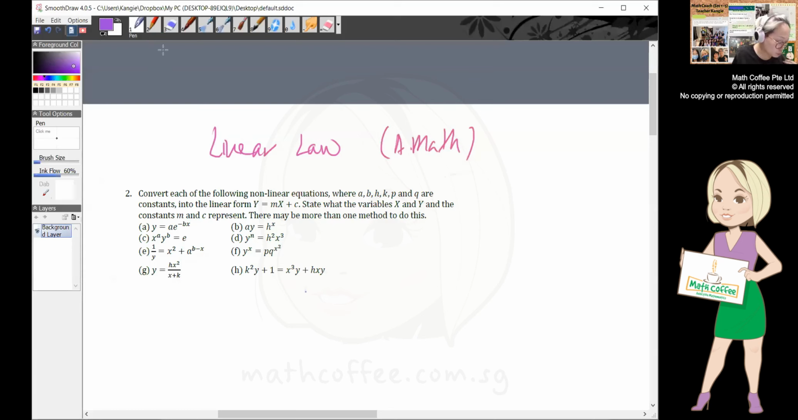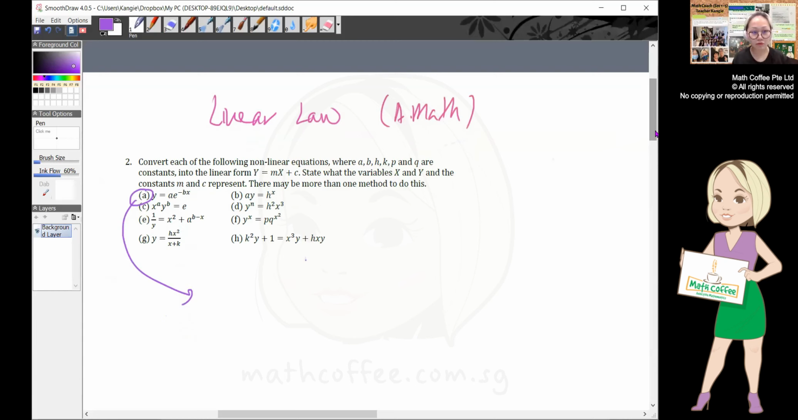Okay, this one, question 2. Let's take a look at (a). It's again quite similar. It's the same thing because, as I just told you, as long as my power has x, I do log or ln on both sides. In this situation, either way works. So I'm going to just ln both sides. Just now in question one, I used log, so now ln. So I'm going to ln both sides. I will have ln y equals ln a e^(-bx).